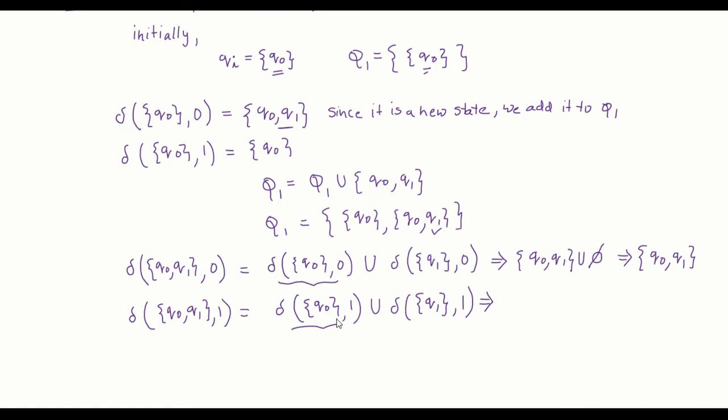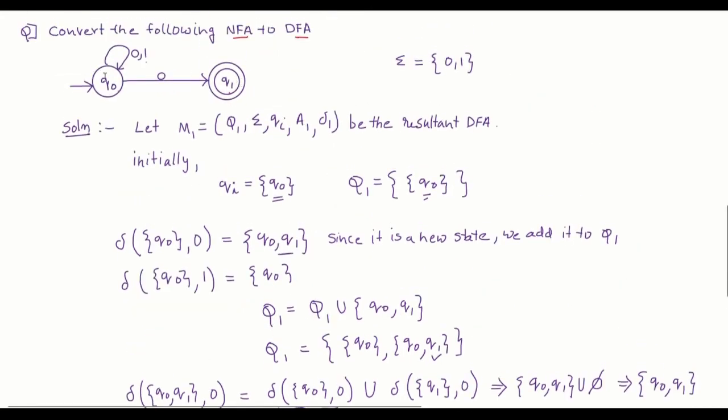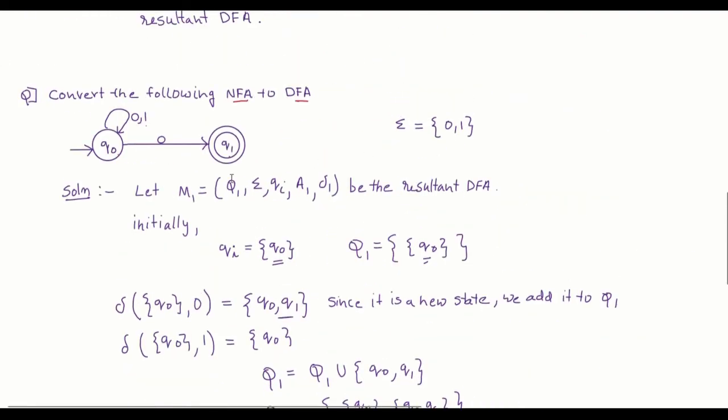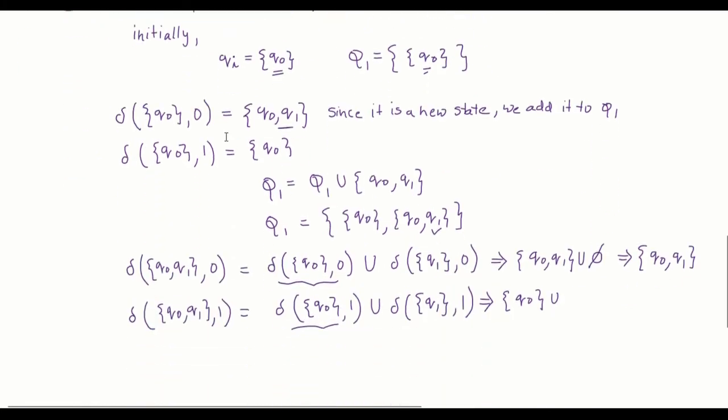Now Q0 on 1 goes to Q0 itself, union Q1 on 1. Q1 on reading 1, there is no transition actually here. So Q0 on 1 does not go anywhere else. So what you get here is a null state. As a result, you get state Q0.